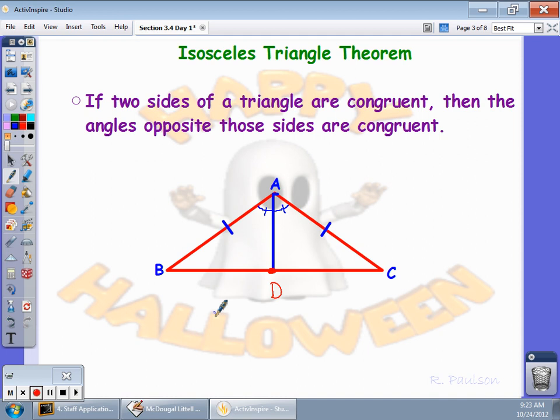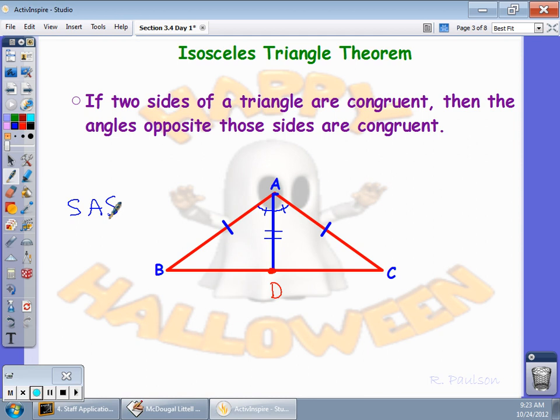The next thing we know is, based on the reflexive property, that segment AD, since it's shared in both triangles, is equal to itself. So as you can tell, we now know that triangle BAD is congruent to triangle CAD based on the side-angle-side postulate.